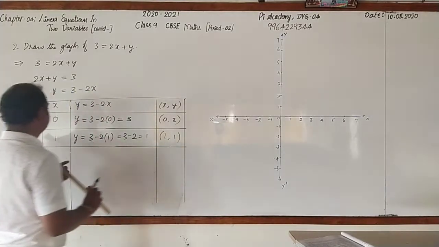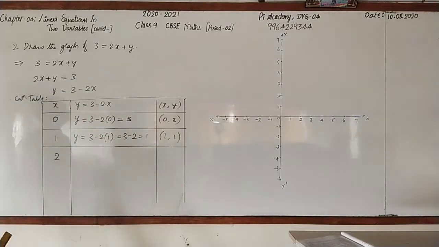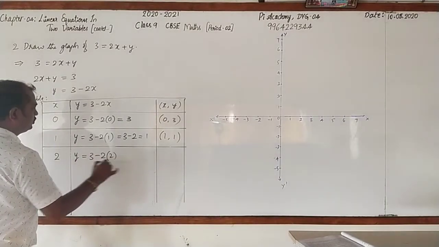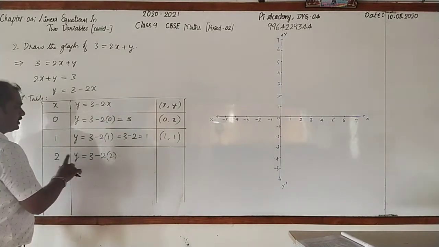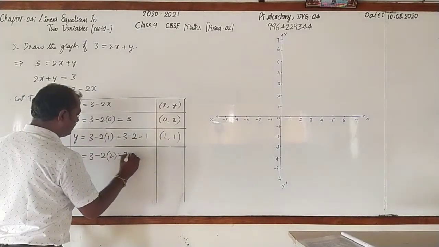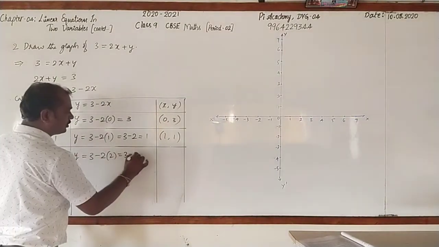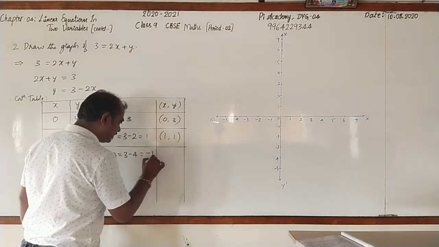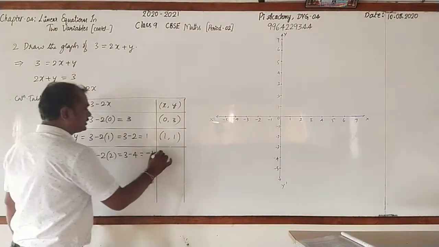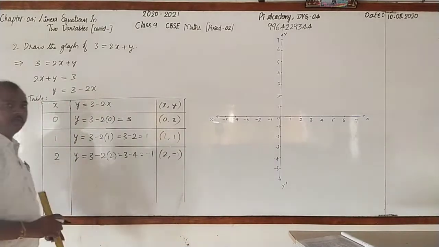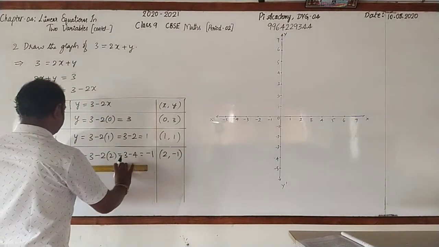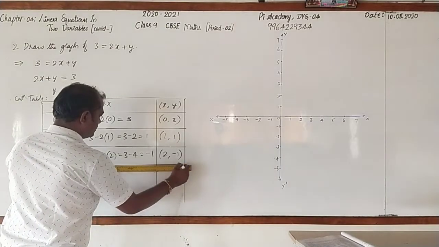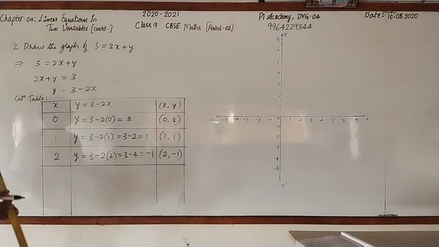Similarly, you find out y value when x is 2. Then y is equal to 3 minus 2 into 2. In place of x, we have taken 2. It's equal to 3 minus 2 2s are 4. Now you tell, what is 3 minus 4? Yes, you are right. This is minus 1. Now when x is 2, y is minus 1. You can go for drawing the line with scale and pencil. Yes, finished up.